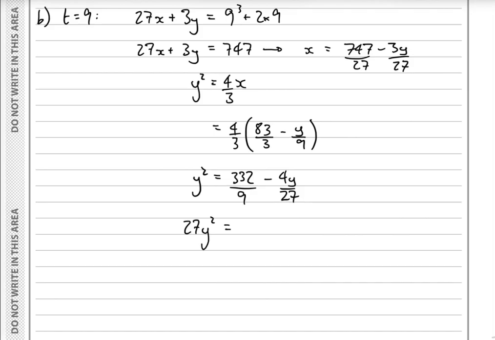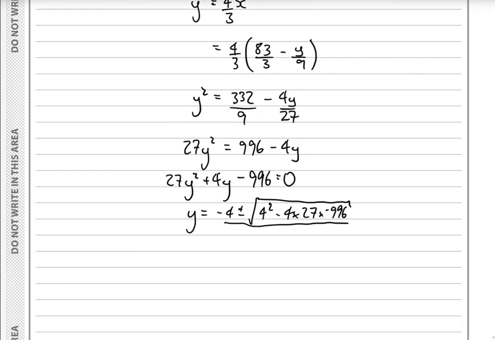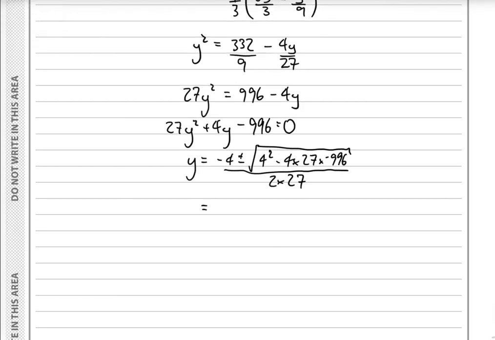27y squared is 996 minus 4y. And then we're solving to find y. Solving this, minus b plus or minus the square root of b squared minus 4 times a times c, which hopefully gives us a nice number, because the coordinates of P looked like they were going to be fairly nice. It does. That big square root simplifies to 328.